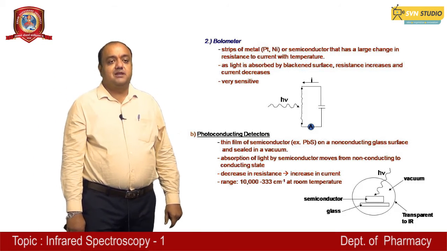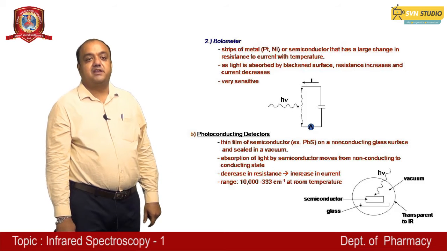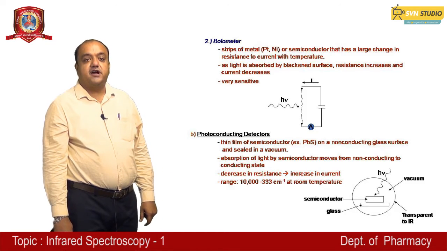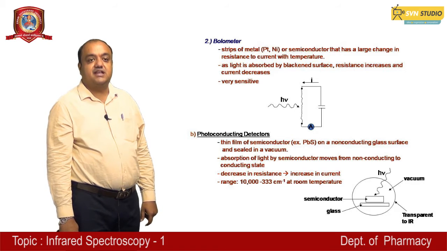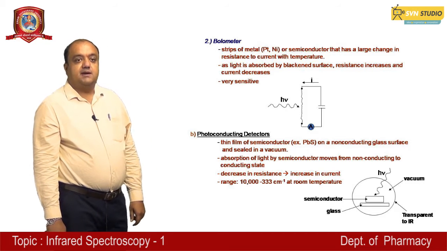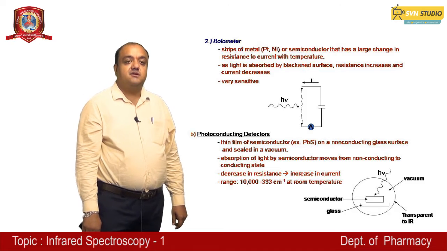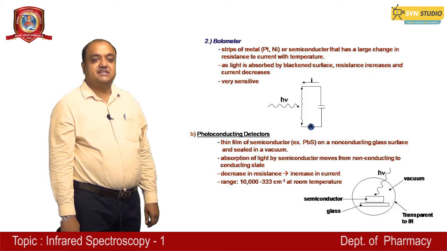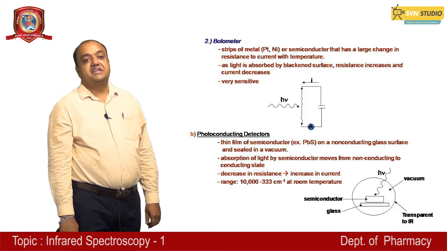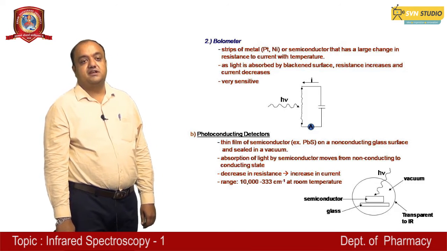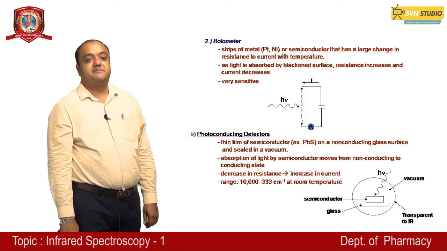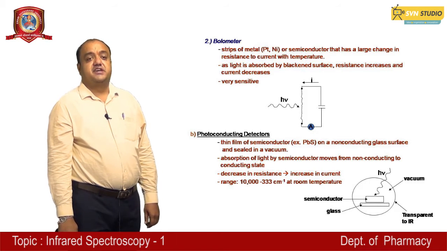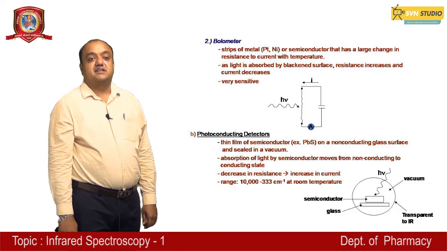Thin films of semiconductor, for example lead sulfide, are on a non-conducting glass surface and sealed in a vacuum. Absorption of light by the semiconductor moves it from a non-conducting to a conducting state. The decrease in resistance results in an increase in current, with a range of 10,000 to 333 centimeter inverse at room temperature. The graph shows the photoconducting detector, consisting of an IR-transparent semiconductor and glass.